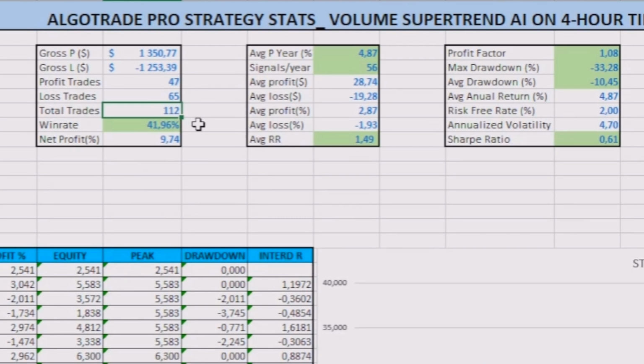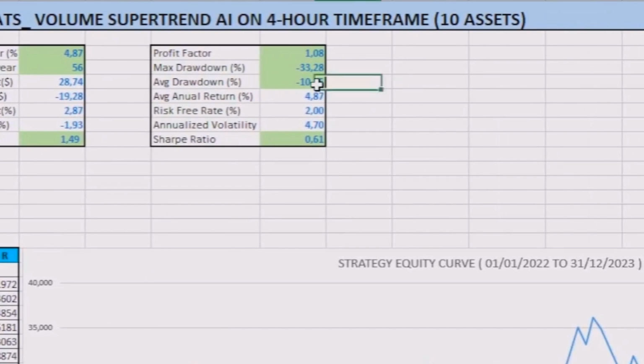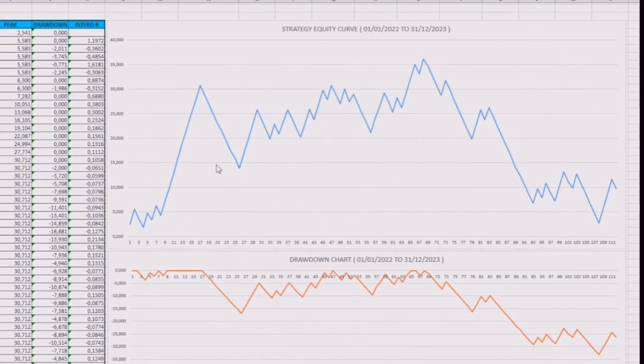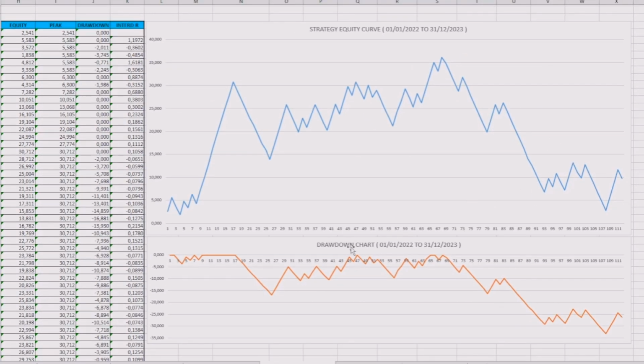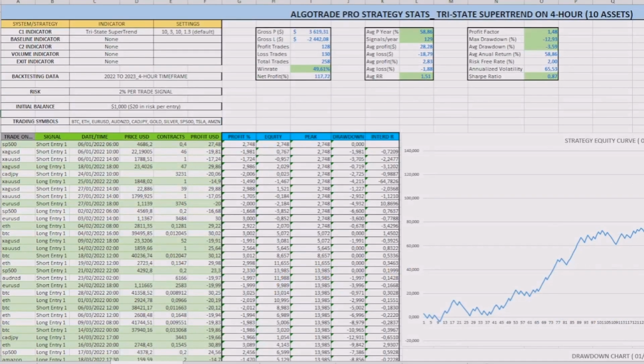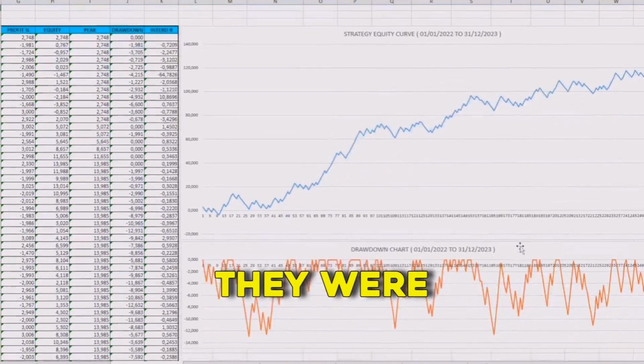Then, on the 4-hour time frame, this indicator got a win rate of around 42% and after 112 trades, got a net profit of 9.74% with an average drawdown of 10.45%. And the equity chart looks flat. The results in this time frame were not as good as the Tri-State SuperTrend, but they were more balanced between the two samples.